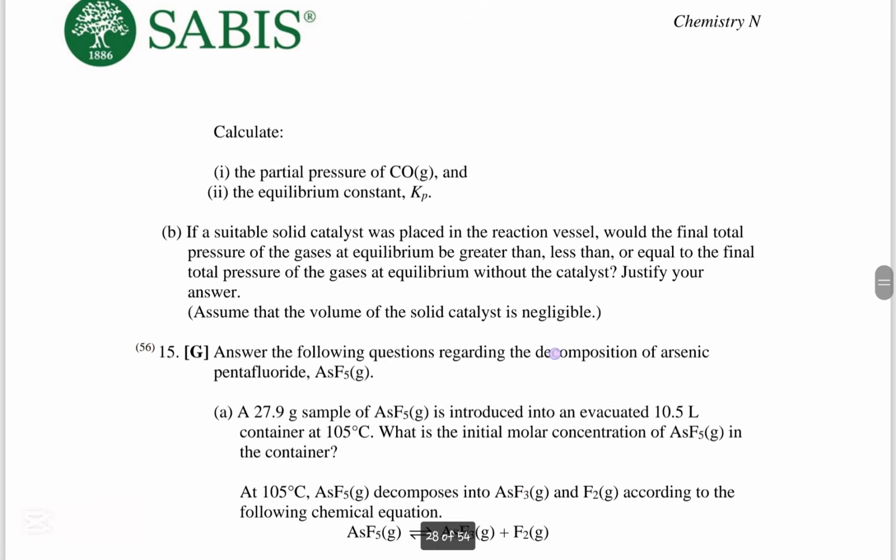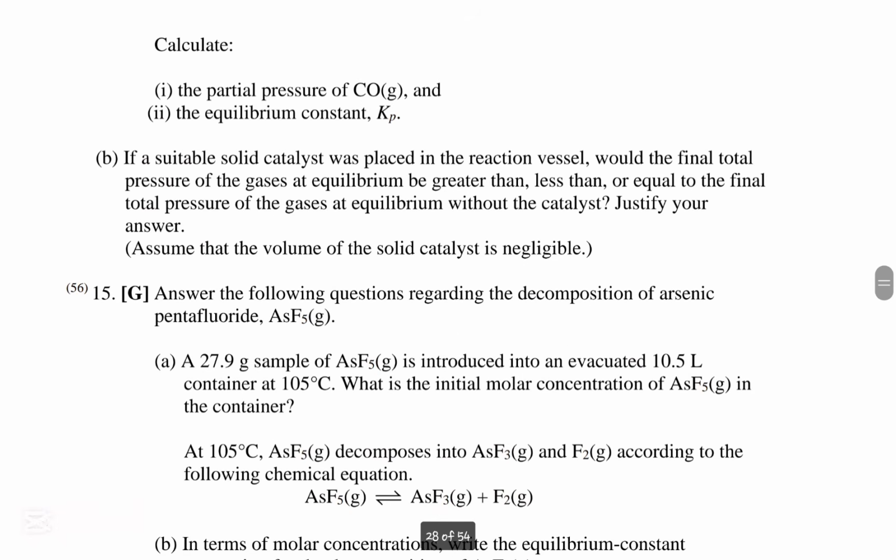Now, part B, what does it say? If a suitable solid catalyst was placed in the reaction vessel, would the final total pressure of the gases at equilibrium be greater than, less than, or equal to the final total pressure? Justify your answer. We know that a catalyst does not affect the equilibrium position. What does a catalyst do? It only allows the reaction to reach equilibrium faster. So, it does not affect the concentration of reactants. It does not affect the pressure of reactants.